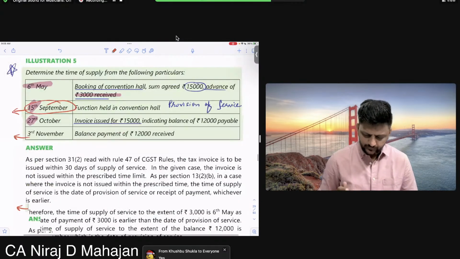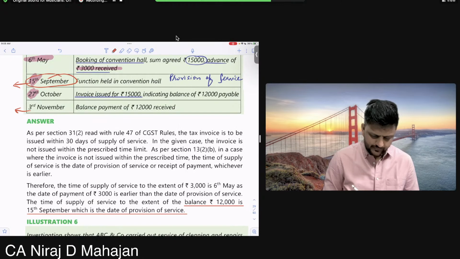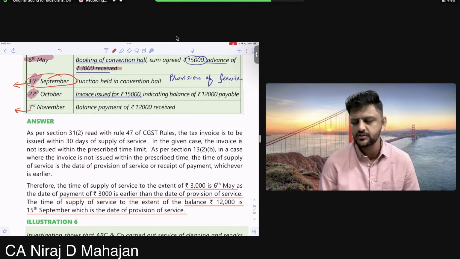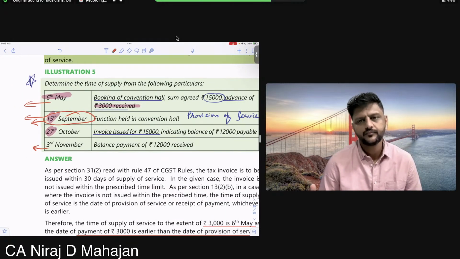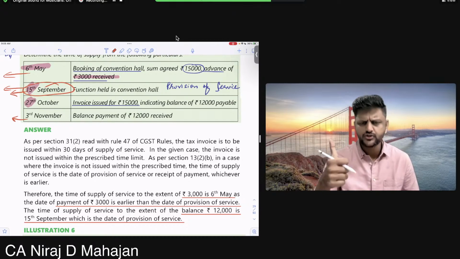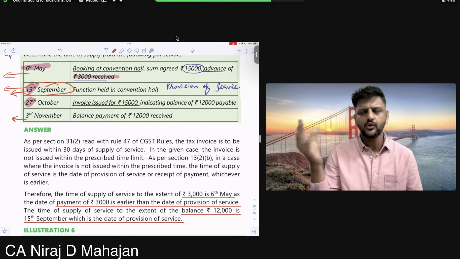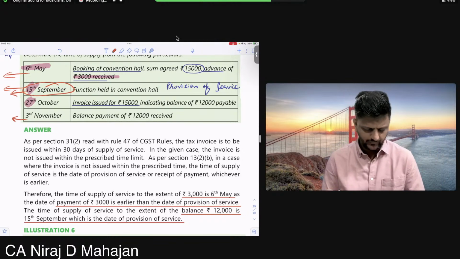Good. So for the balance 12,000, the time of supply is 15 September, which is the date of provision of service. For 3,000 it is 6th May, since the date of payment of 3,000 is earlier than the date of provision of service. So even for that 3,000, it says earlier of payment or provision of service, same thing. Clear till here? You just have to tell the story of when the invoice should have been issued. Then depending on that, what is the time of supply, and then you compare both figures, 3,000 with the date of service and 12,000 with the date of service. Understood?